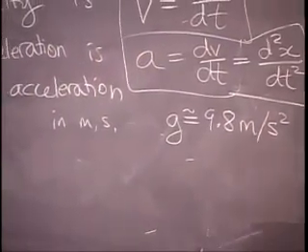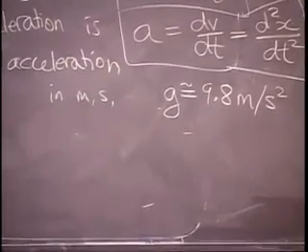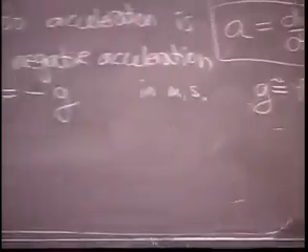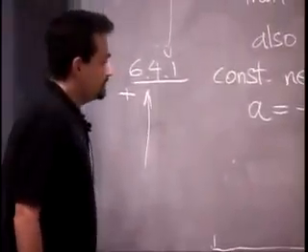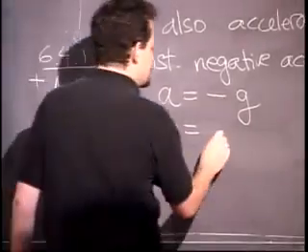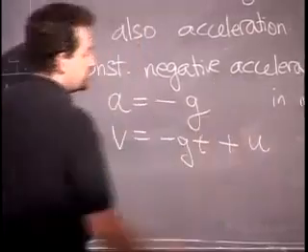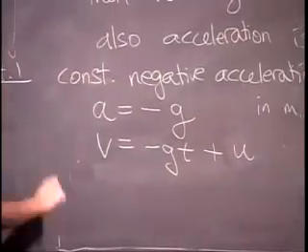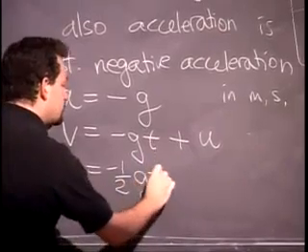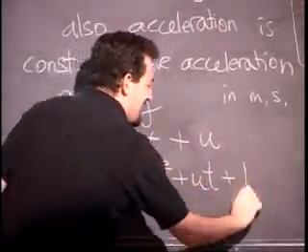And 9.8 is pleasantly close to 10. So actually, a lot of the time, you will find problems will say, take g equals 10. Anyway, I am just going to tell you what the other two answers are. It turns out that v is equal to minus gt plus u, and x is minus a half gt squared plus ut plus h.